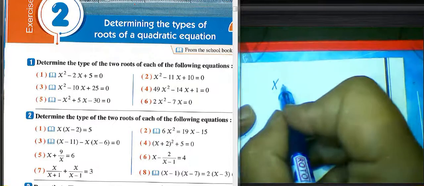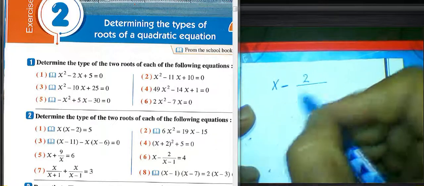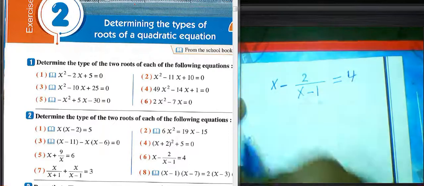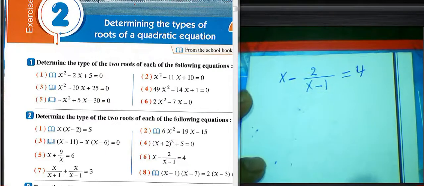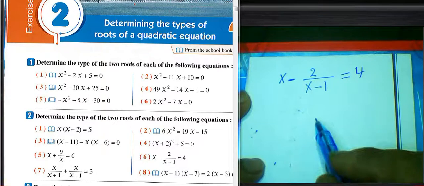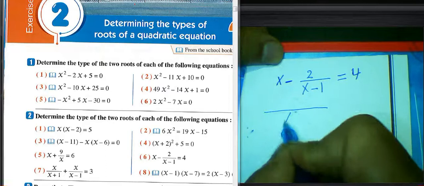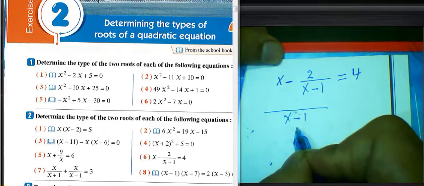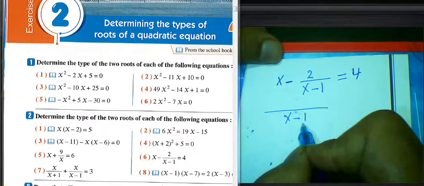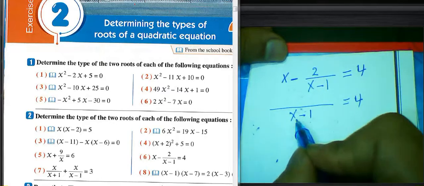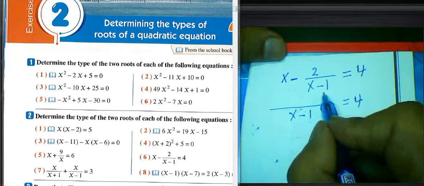x - 2 over x - 1 equals 4. We can solve it by writing x - 1 here. It's okay. x - 1 divided by x - 1 equals 1.